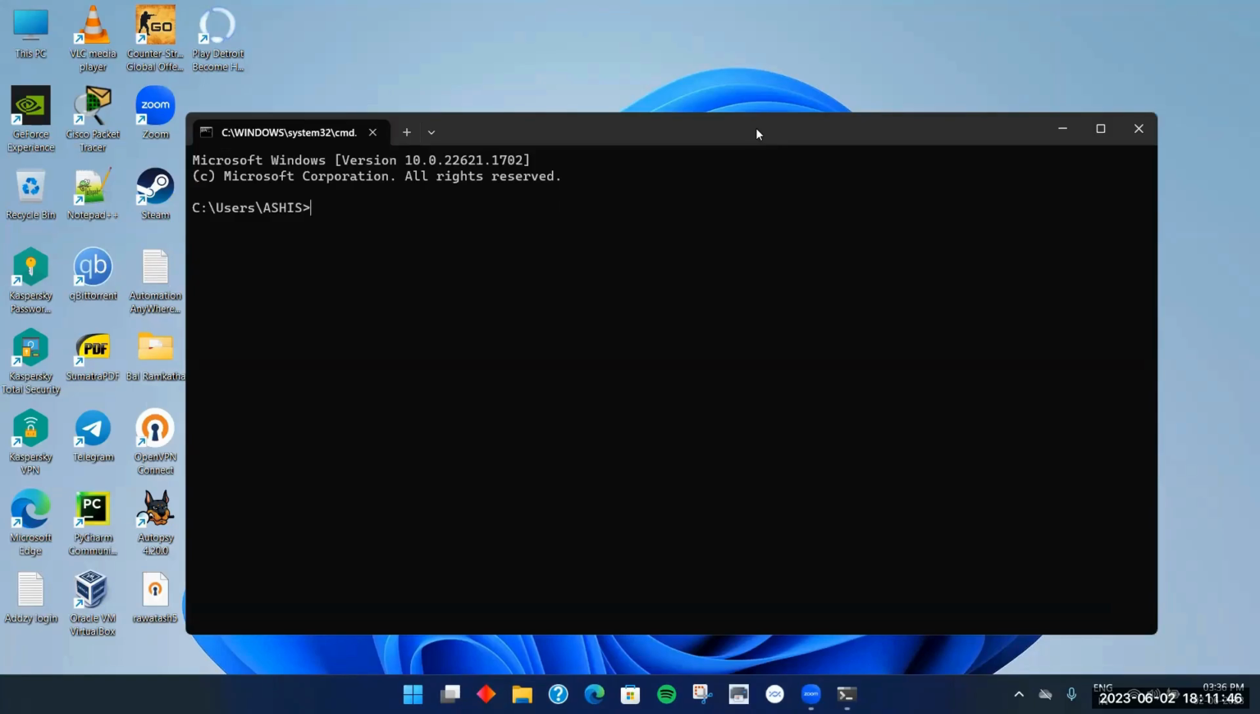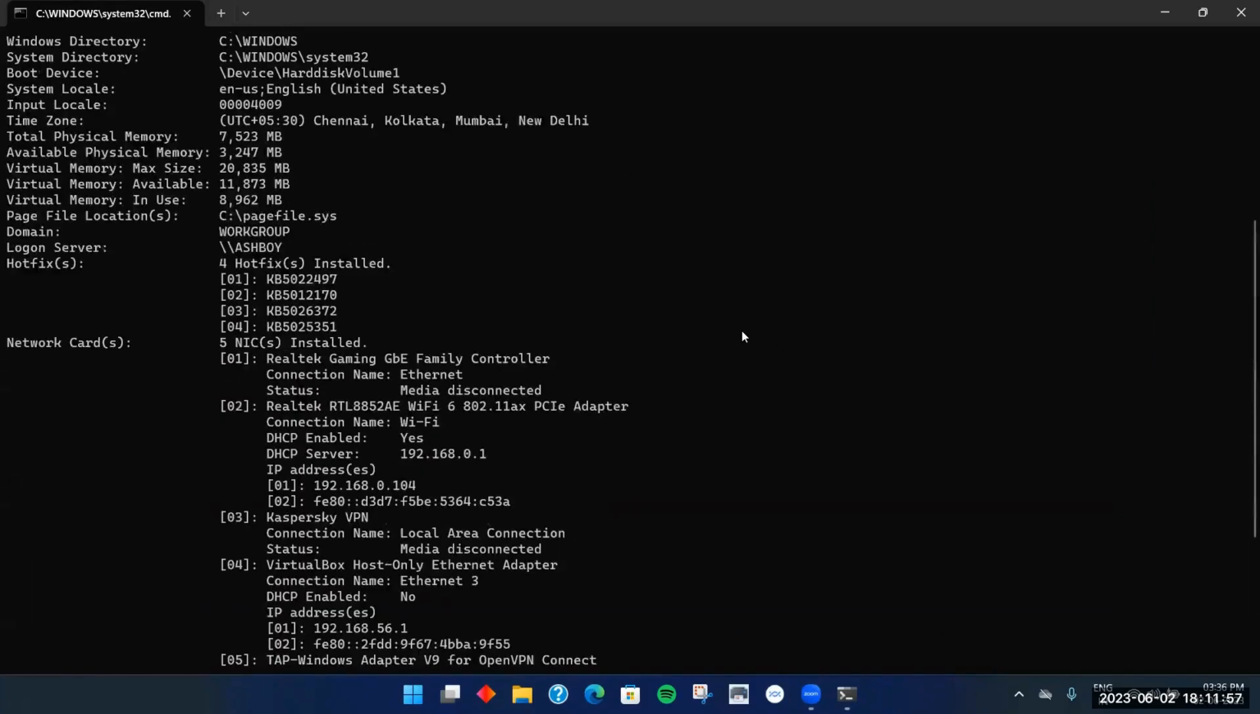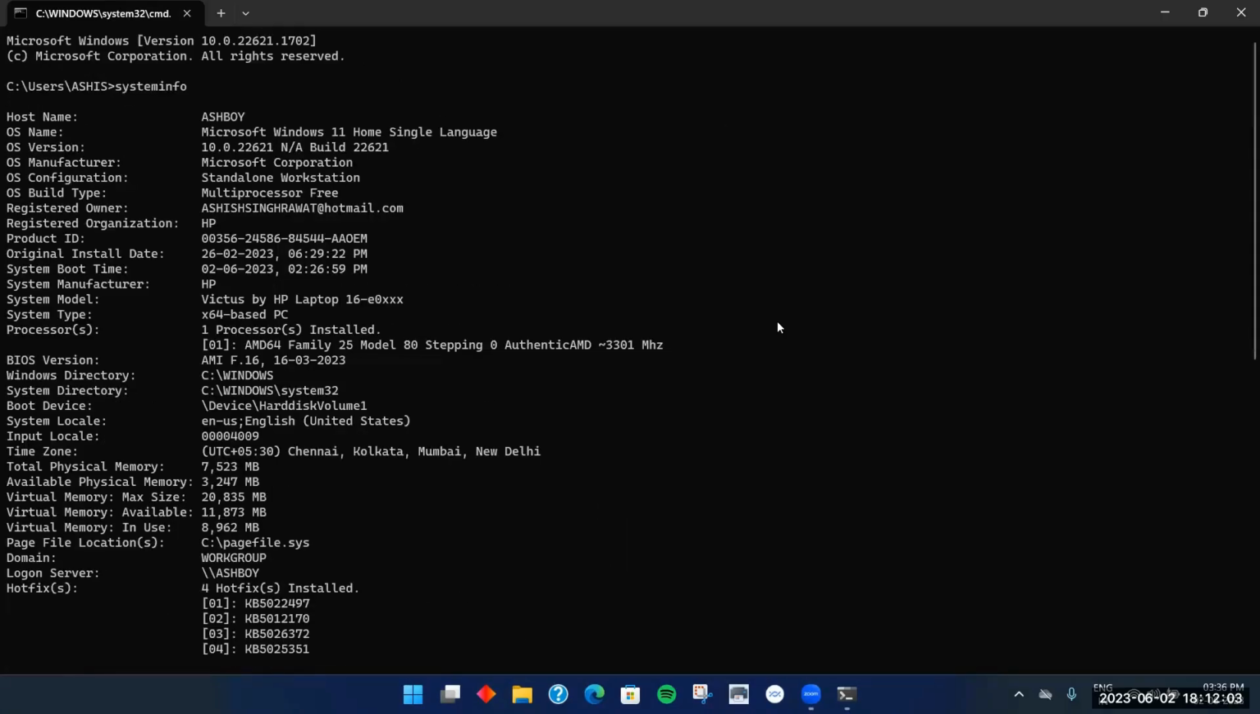So the first one is systeminfo. Here you can see some information related to this PC, like OS name, OS version, manufacturer. Host name, first of all, is the most important thing. OS name is Microsoft Windows 11 Home Single Language. OS version 10.0. So this is basically the information of this particular PC.